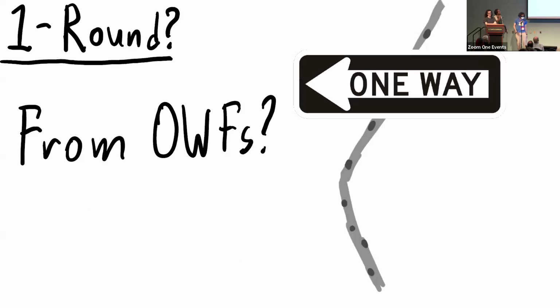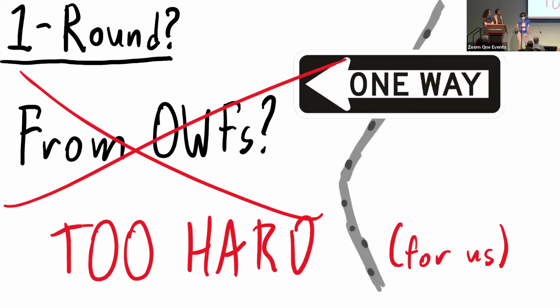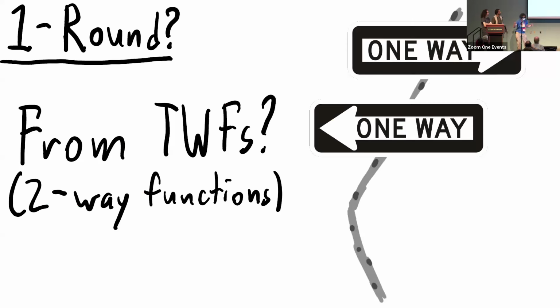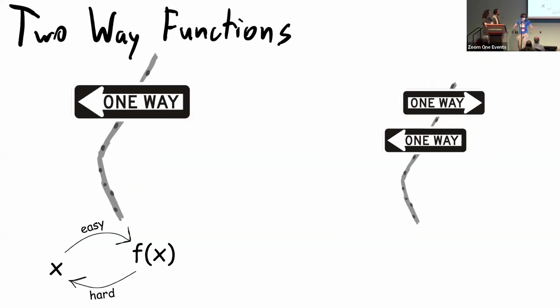Now, how do we build this? We thought about building this from one-way functions, 1 round, 1 way. From the names alone, it seems like it should work. This turned out to be too hard. So instead, we need a more powerful primitive, namely a 2-way function. And this we were able to successfully build oblivious transfer from. Now, what is a 2-way function? We all know 1-way functions are easy to compute in one direction and hard to compute in the other. A 2-way function is easy to compute in one direction and also easy to compute in the other.